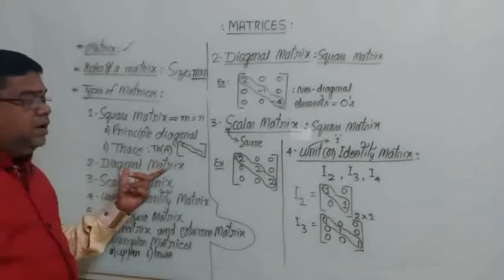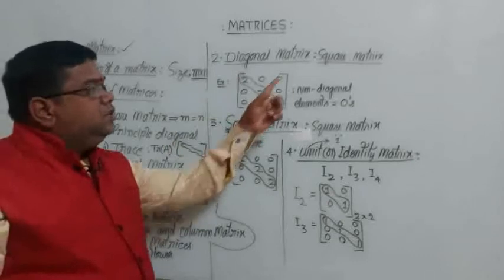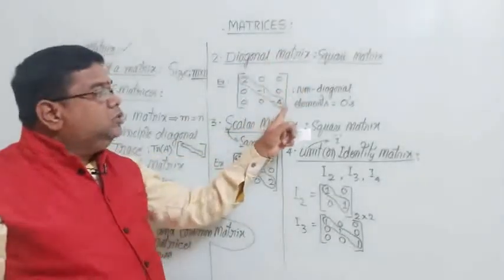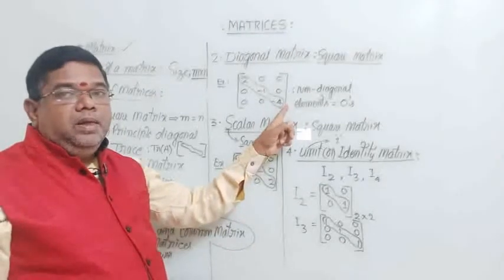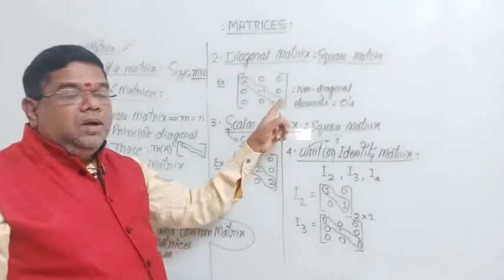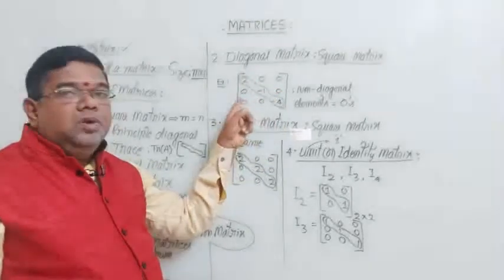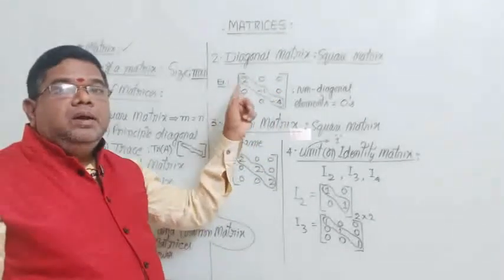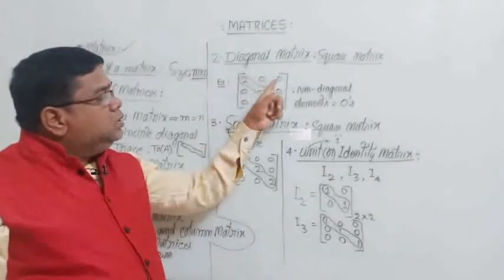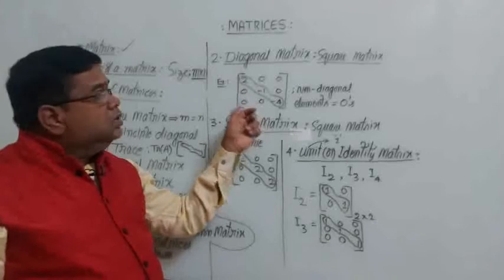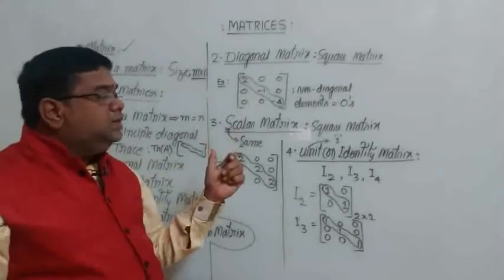Now a diagonal matrix is also a square matrix, meaning 2 by 2, 3 by 3, 4 by 4, with the number of rows equal to the number of columns, and except for the principal diagonal, the remaining elements are zeros. Indirectly we say the non-diagonal elements are zeros. That is called the diagonal matrix.